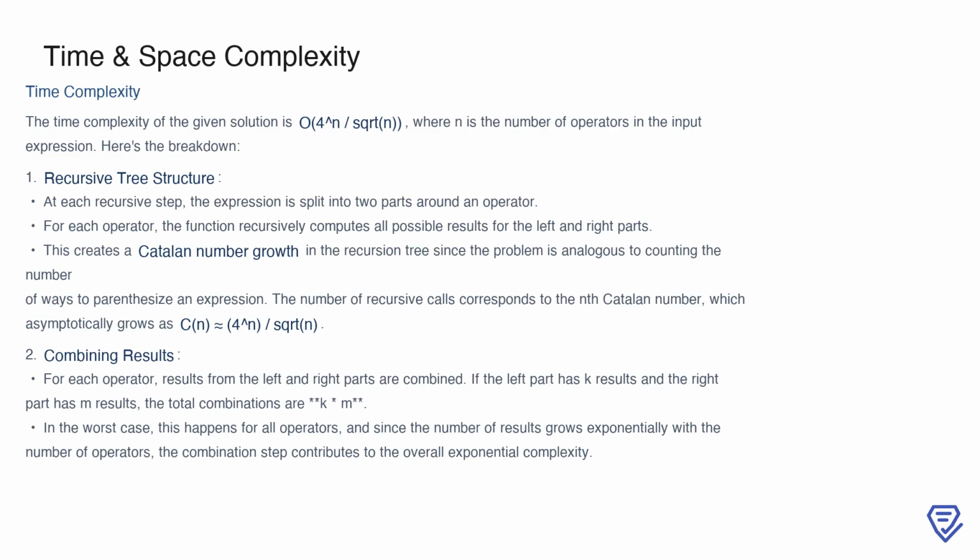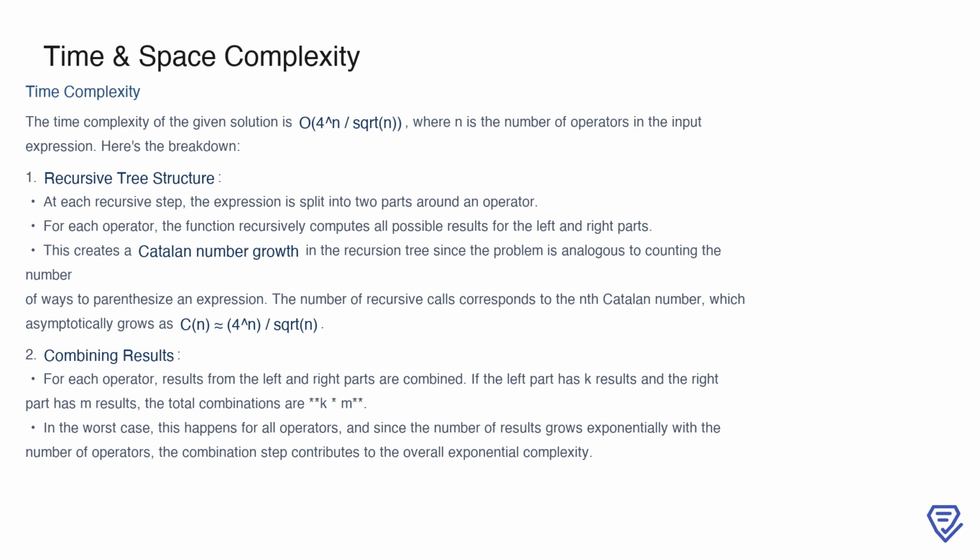To analyze the time complexity of this problem, we start by observing the recursive tree structure. At each step, the input expression is divided into two parts around an operator. For every operator, the function recursively computes all possible results for the left and right subexpressions. This process of recursive splitting is analogous to counting the number of ways to parenthesize an expression, which follows the growth of Catalan numbers. Mathematically, the nth Catalan number grows asymptotically as 4^n divided by the square root of n. This exponential growth in the number of recursive calls defines the dominant factor in our time complexity.